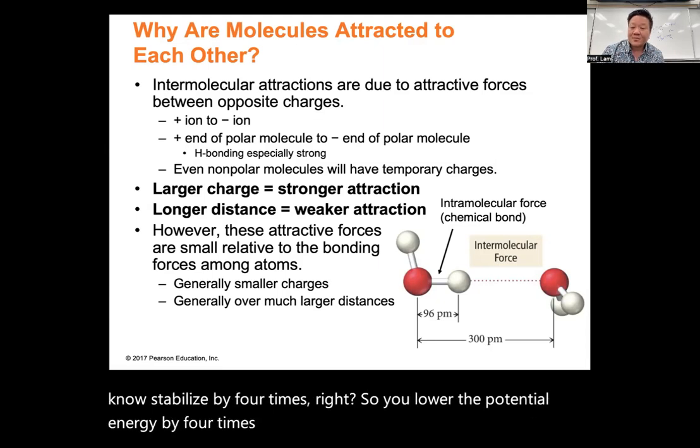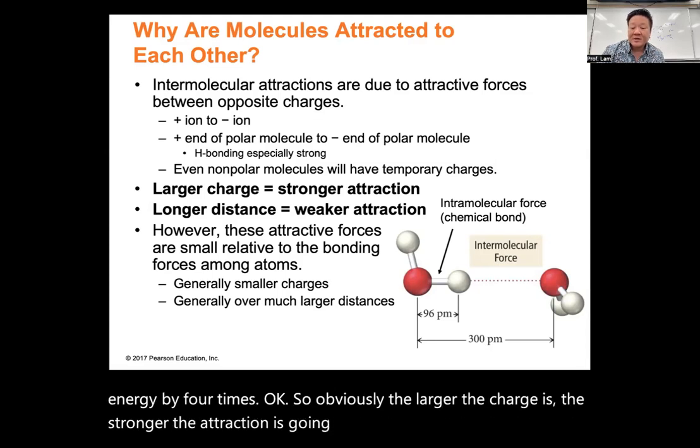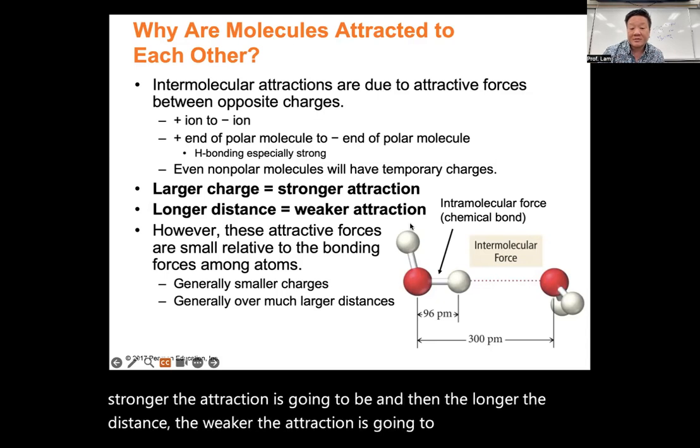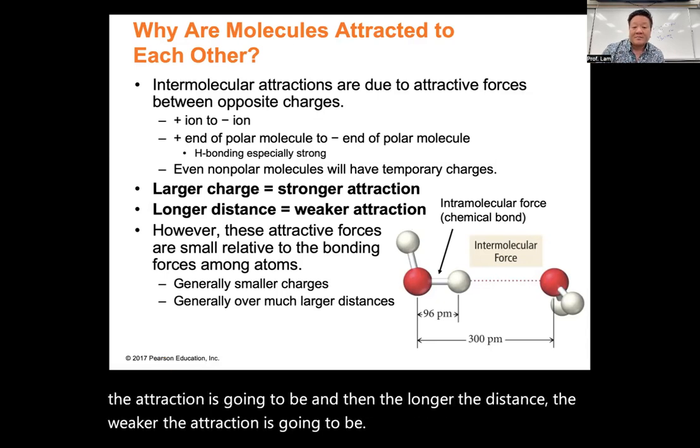Okay. So obviously the larger the charge, the stronger the attraction is going to be. And then the longer the distance, the weaker the attraction is going to be. Okay.